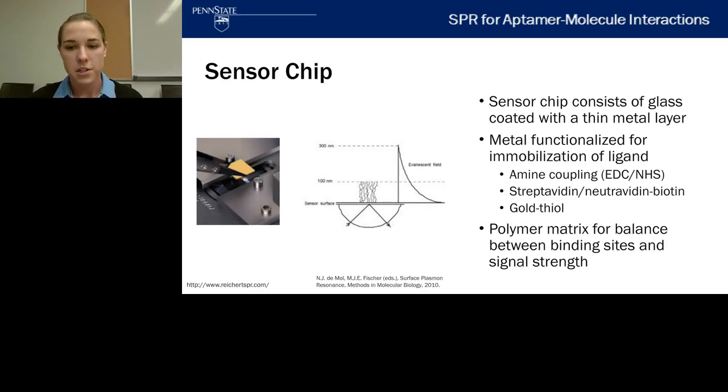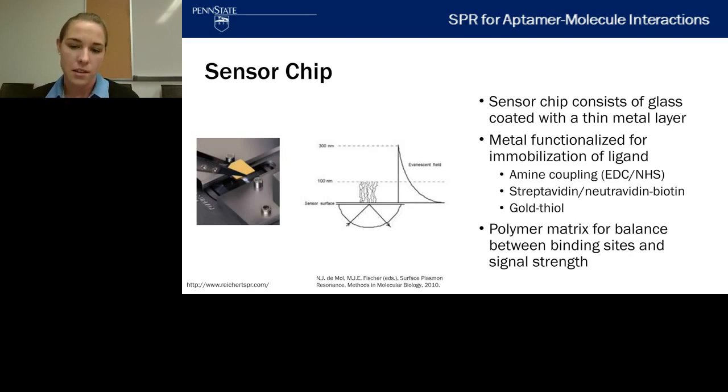Some other strategies are using a streptavidin or a neutravidin on the chip and a biotinylated ligand. And also gold thiol can be used to create self-assembled monolayers. So there are a variety of immobilization strategies. And this is important to know because when we're doing immobilization, it may be more advantageous, depending on your ligand, to use a different one of these strategies.